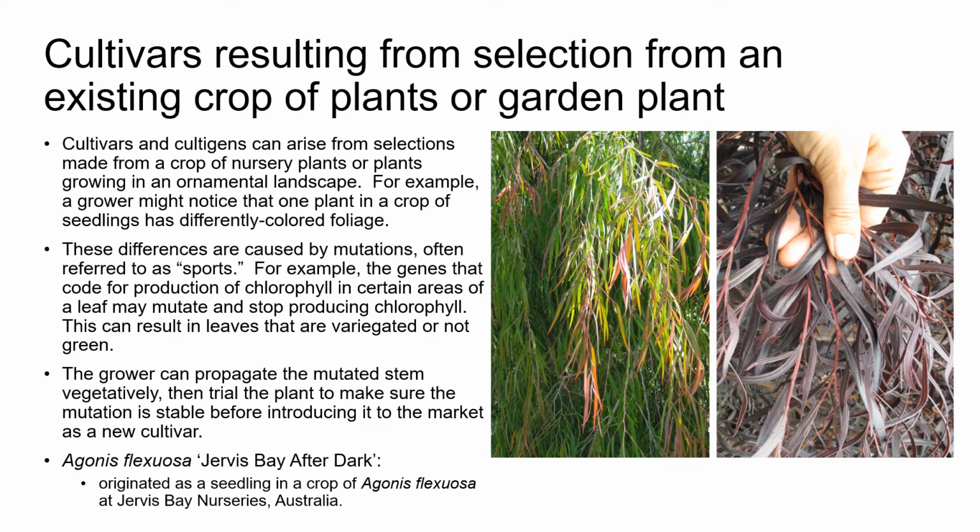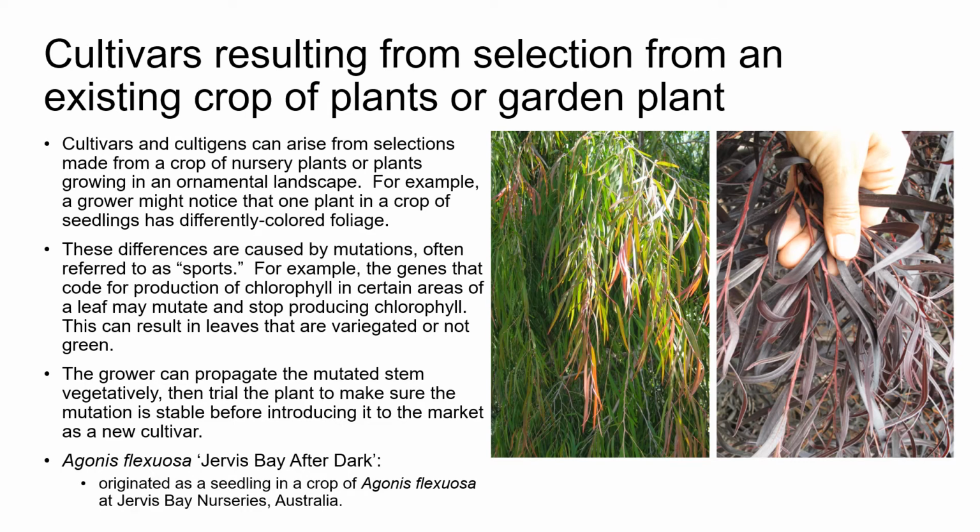Now let's look at how a cultivar can arise in a cultivated situation. A cultivar can also result from a selection made from an existing crop of plants in a nursery or in an ornamental or agricultural landscape. For example, a grower might notice that one plant in a crop of seedlings has differently colored foliage to the rest of the crop.